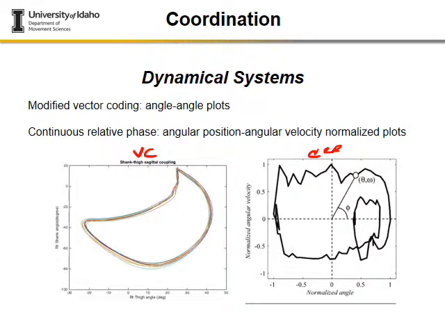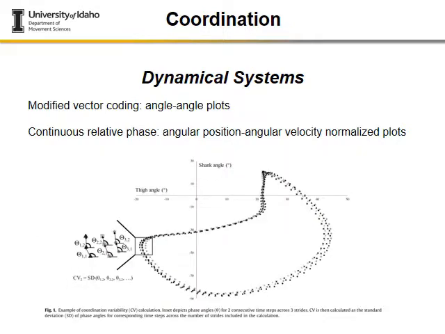If you look, here's effector 1, the thigh angle, here's effector 2, the shank angle, and it's an angle plot there for you. The difference is here in the CRP, you have a normalized angular velocity and normalized angle. So this is theta, this is omega. And so what you're doing here is calculating the phase angle from a phase plot of the individual. The phase angle will be calculated here, versus calculating the phase angle here and then subtracting.